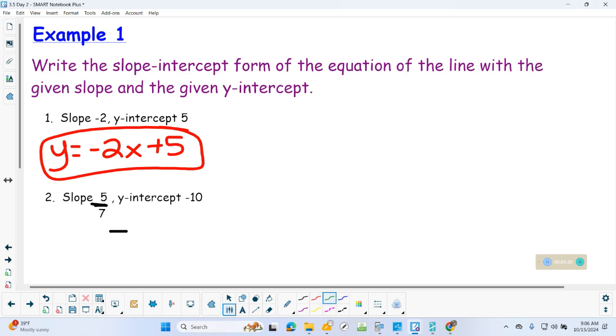Okay, bottom one again. Don't mind my fraction bar here out of the way. So again, the slope goes first in front of x. Y-intercept. Now, we're smarter than this. I'm not going to write plus negative 10, because what's really plus and negative?